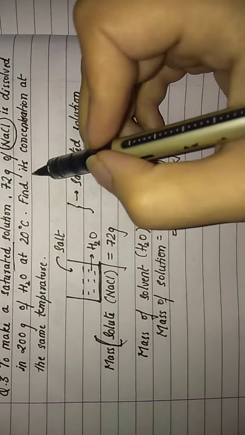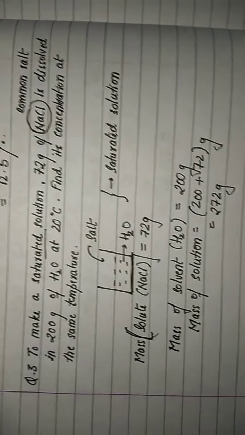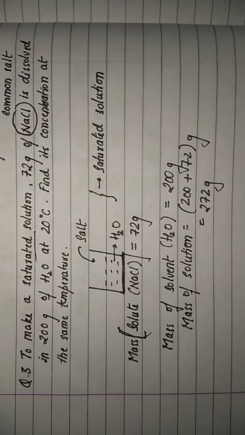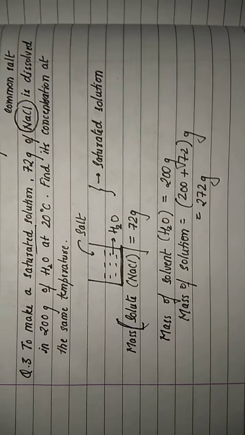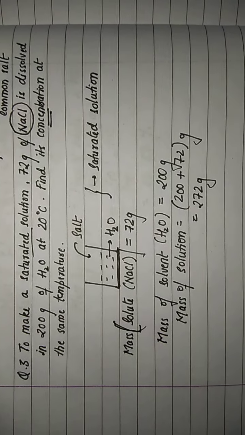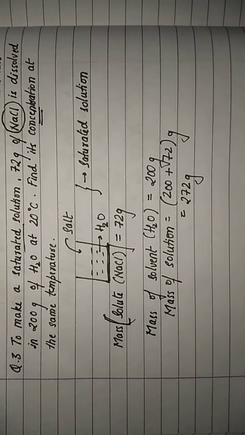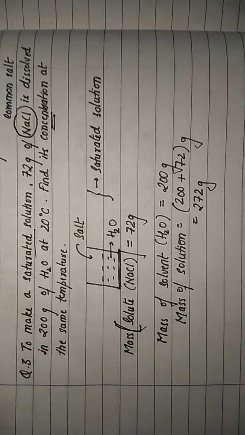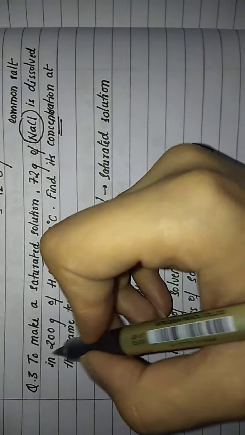Fine. Now it says find its concentration at the same temperature. Now we have done many methods. We have done 3 methods so far of calculating the concentration, of expressing the concentration. But यहाँ पे specify नहीं किया है बेटे कि किस method से आपको निकालना है. mass by mass percentage से निकालना है, mass by volume percentage से निकालना है, या फिर volume by volume से निकालना है. राइट?